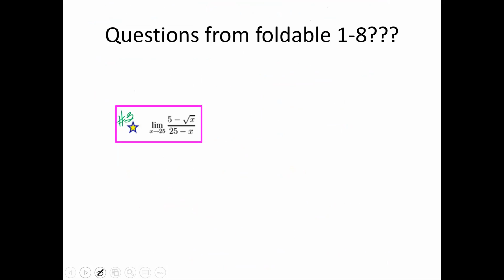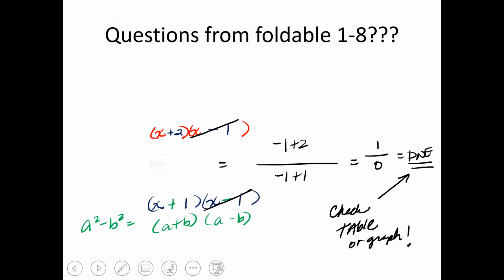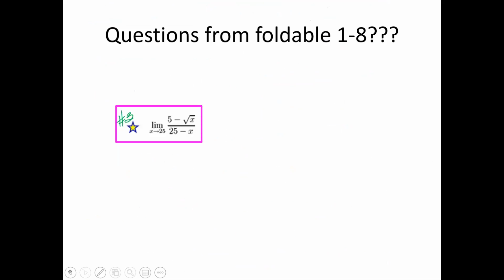Here's question number 3. For question number 3, you should see that we are going to get rid of this using the conjugate. So let's go ahead and multiply by 5 plus the square root of x, 5 plus the square root of x.